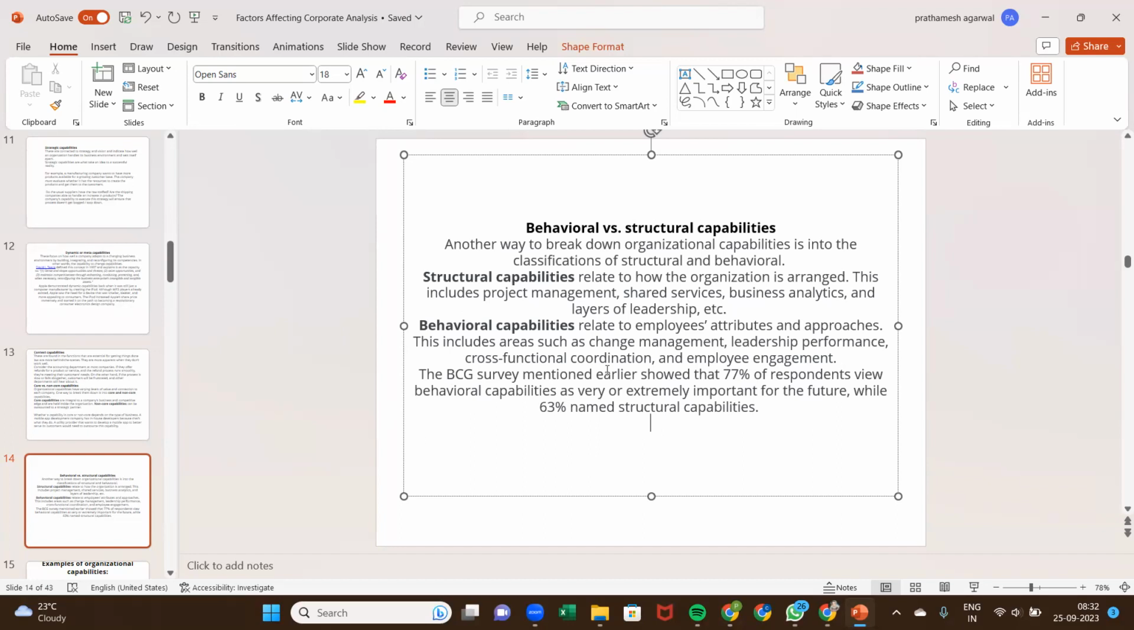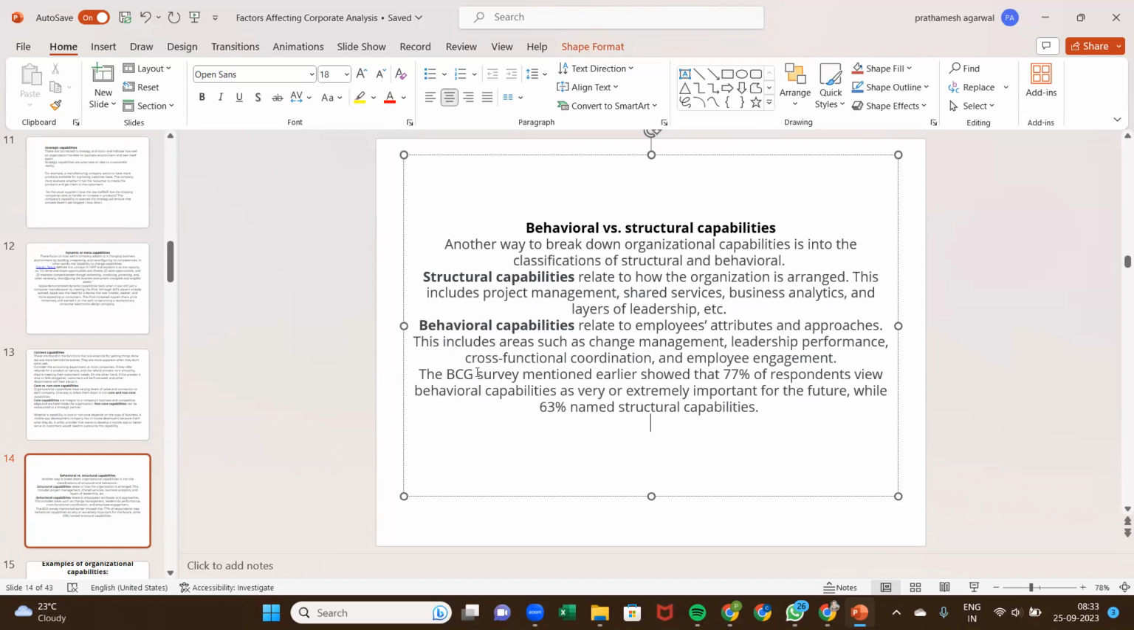For all this, we have something called the BCG survey. Very important from the examination point of view also. This BCG matrix I'll be taking in the next chapter. BCG stands for Boston Consulting Group.